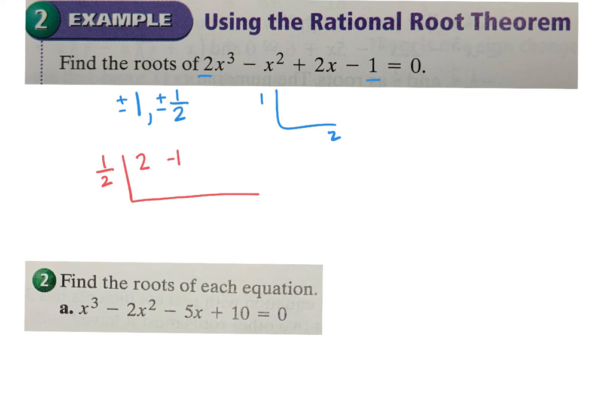We have 2, negative 1, 2, negative 1. So 2 plus 0 is 2. 1/2 times 2 is 1. We get a 0 here. We get 2 here. They were nice. It always works out beautifully when that happens.